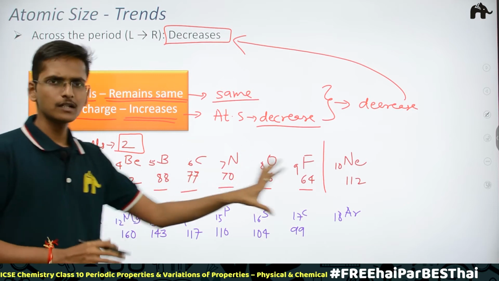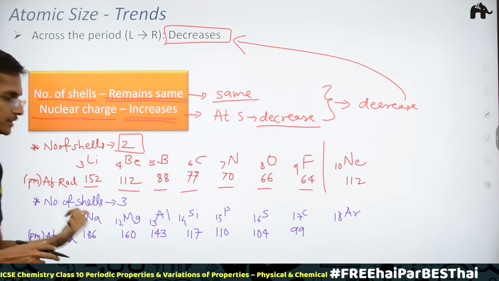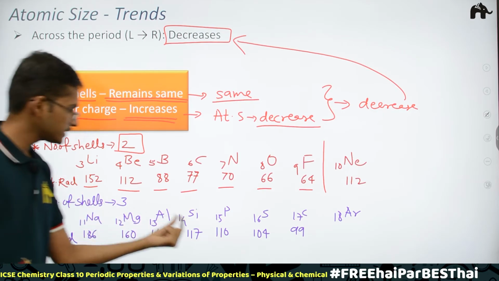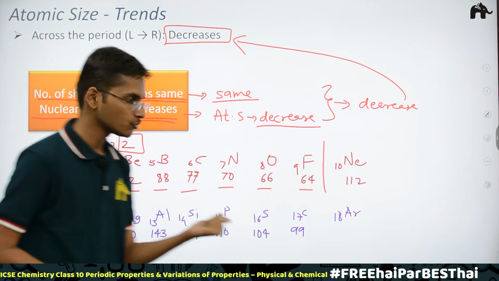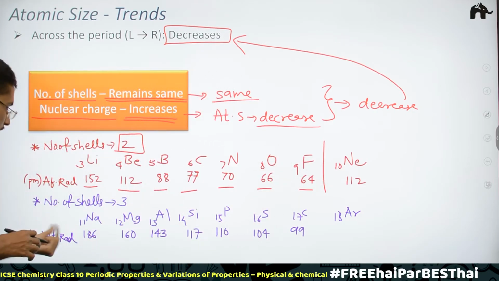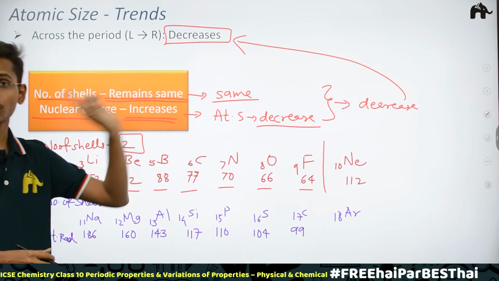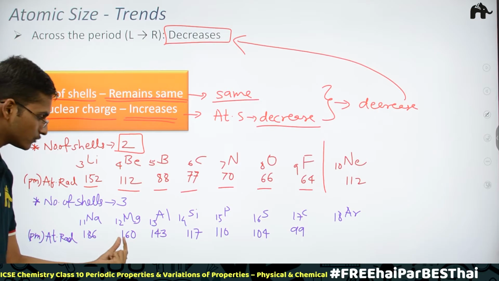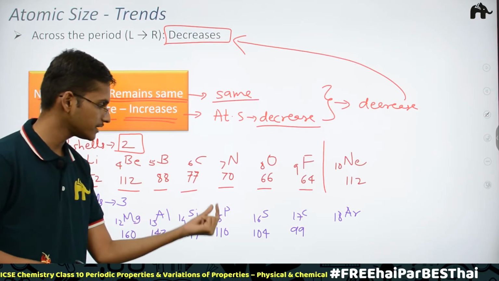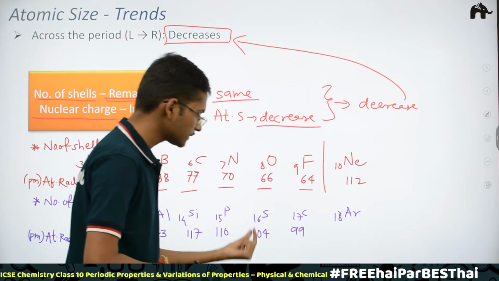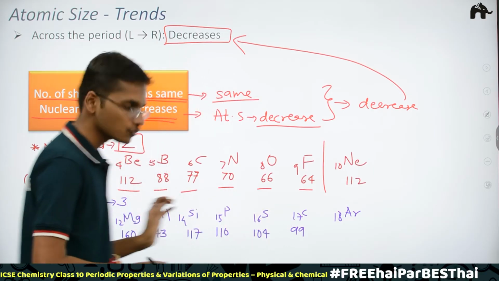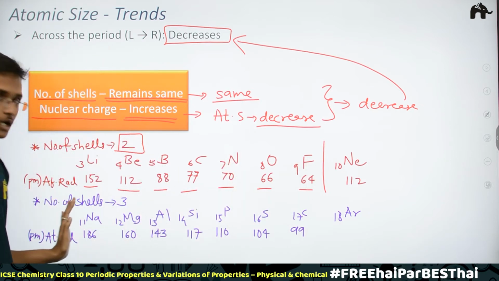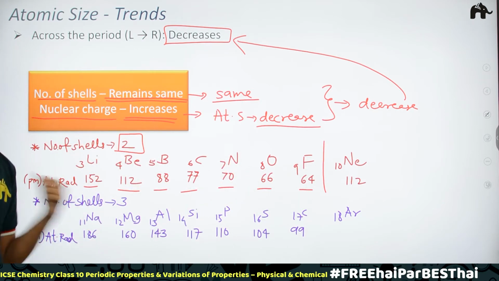Okay, now before that, let's recheck the same thing with the period number 3 elements. See, the number of shells is 3, and the atomic number is increasing: 11, 12, 13, 14, 15, 16, 17, 18. You can also check the atomic radius. Now we know that when we move across the period, the atomic radius decreases. So let's check with the experimental data. Here sodium has 186, magnesium 160, aluminum 143, silicon 117, phosphorus 110, sulfur 104, chlorine 99. So we can see that the atomic radius is constantly decreasing when we move from left to right in period number 3 as well.